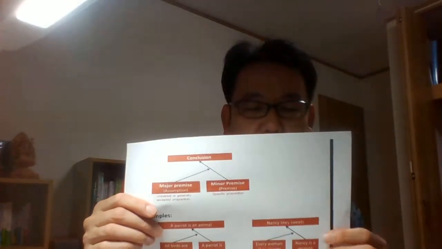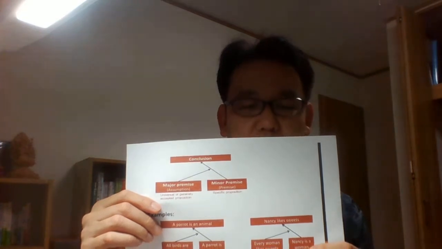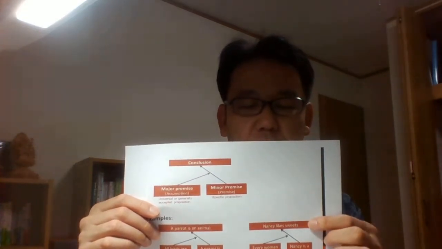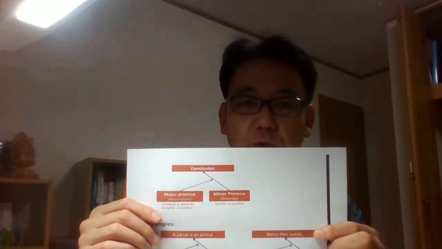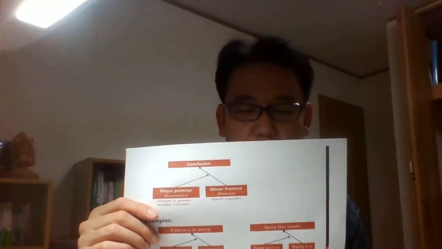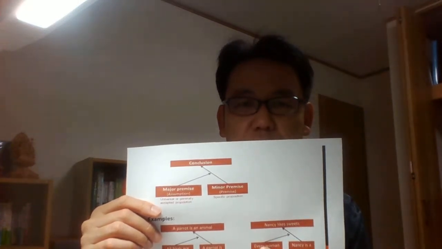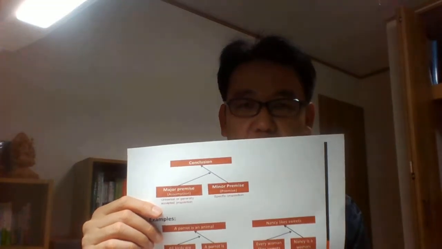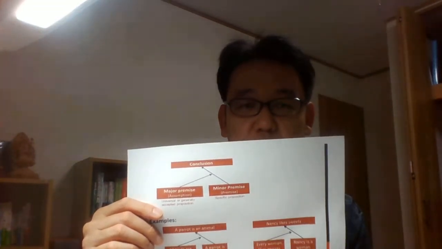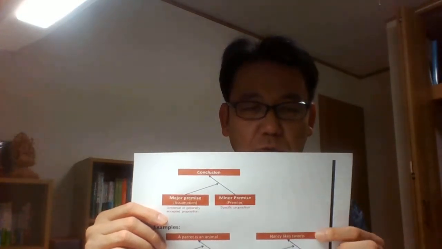This is an example I use in my class. Nancy is a woman. This is minor premise. And conclusion is Nancy likes sweets. It seems logical, but you have to be careful. You have this major assumption, premise or assumption. Every woman likes sweets. Without this assumption, you have the logical jump between these two.